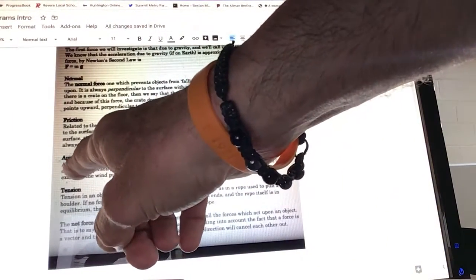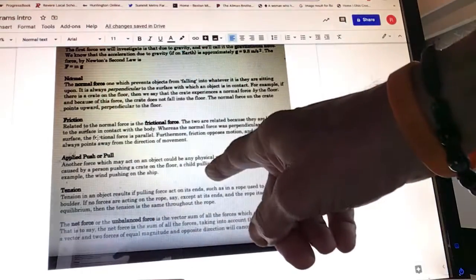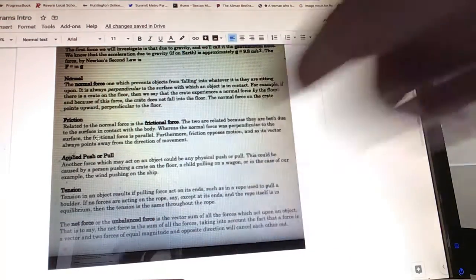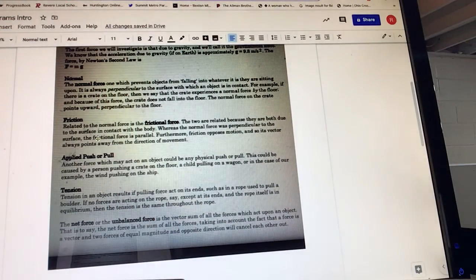Applied force, which is a push or a pull. Another force which may act on an object could be any physical push or pull. This could be caused by a person pushing a crate on a floor, a book on a table, a child pulling a wagon, pushing on a car. I'm trying to think of the ones that you usually see. And that's that push or pull.